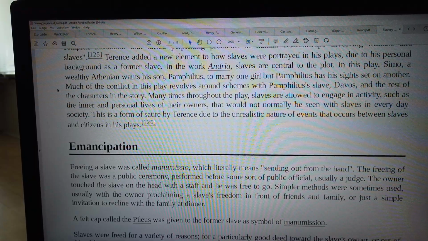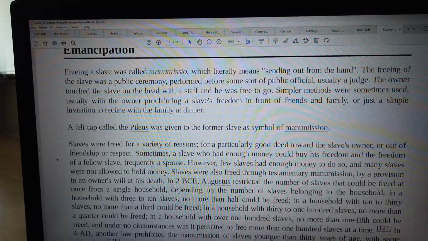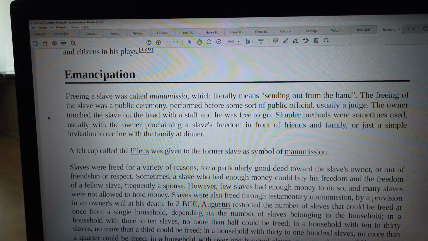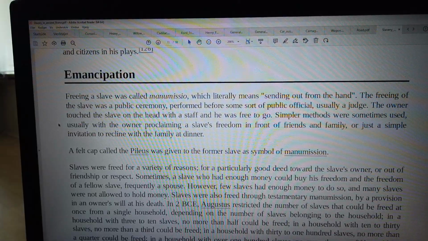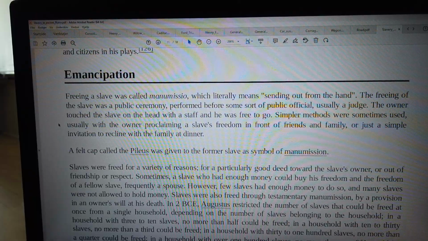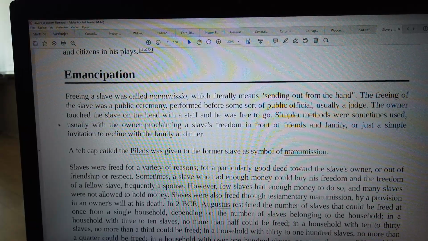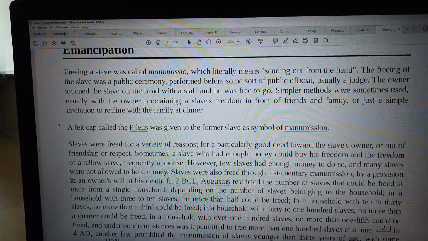Emancipation. Freeing a slave was called manumission, which literally means sending out from the hand. The freeing of a slave was a public ceremony, performed before some sort of public official, usually a judge. The owner touched the slave on the head with a staff and he was free to go. Simpler methods were sometimes used, usually with the owner proclaiming a slave's freedom in front of friends and family, or just a simple invitation to recline with the family at dinner. A felt cap called the pilleus was given to the former slave as a symbol of manumission.